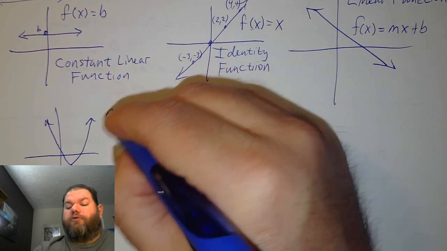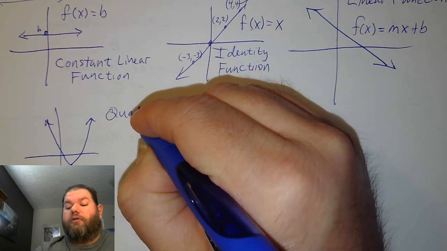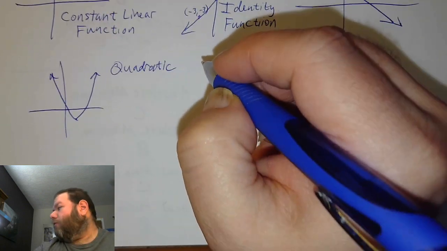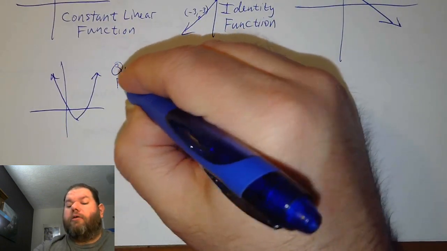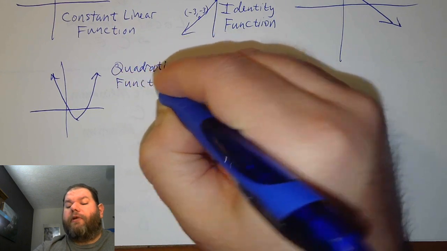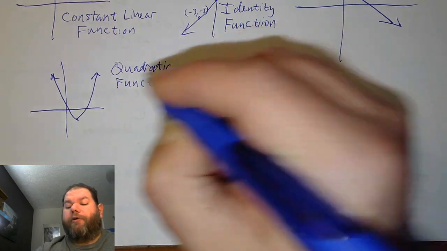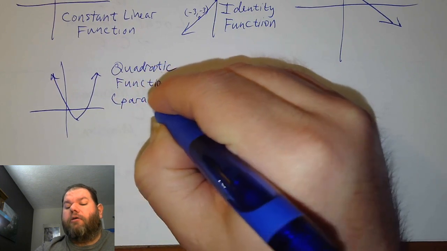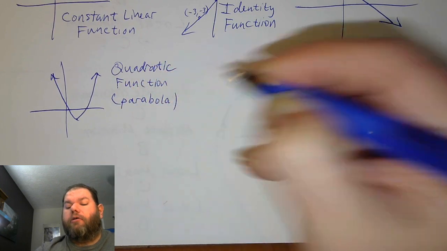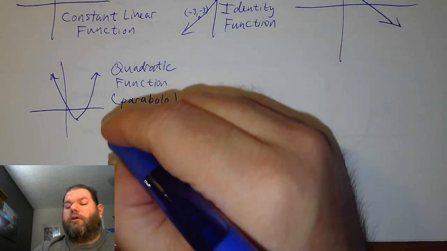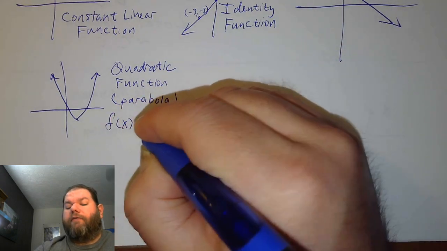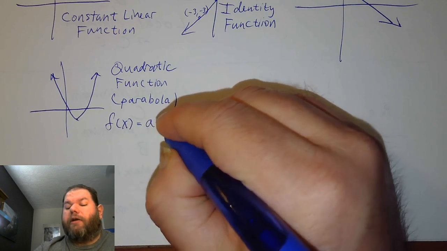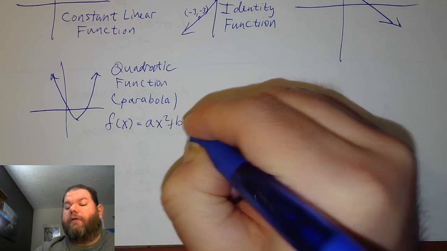This is our quadratic function, which forms a graph in the shape that we call a parabola. And our formula here is f of x equals ax squared plus bx plus c.